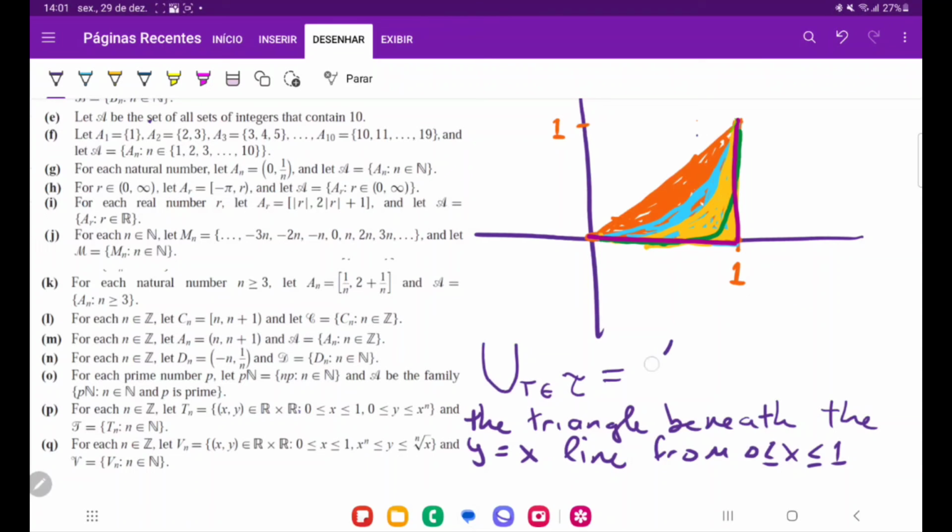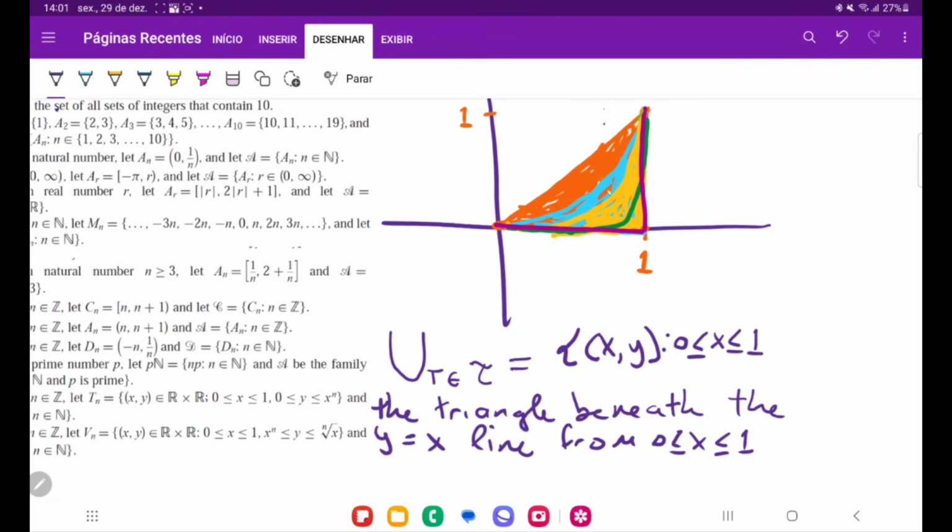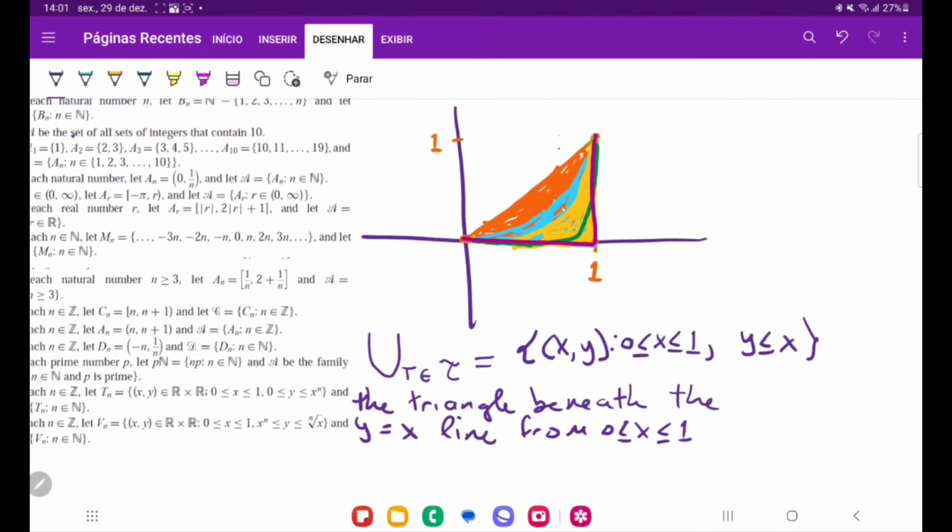So the union is going to be all the points x, y, such that x is less than 1 and greater than 0, right? And y is less than or equal to x. So that's the union. And now let's do the intersection. So the intersection over t belonging to T, first I'm going to describe it in words, and then I'm going to put it in set notation.